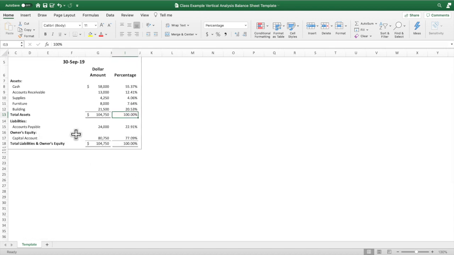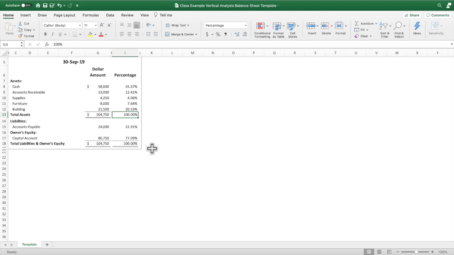Now let's take a look at our liabilities. Our accounts payable is 22.91% of our total liabilities plus owner's equity. And our capital account accounts for 77.09% of our total liabilities plus owner's equity. So that means the owners lay claim to 77% of the business. They lay claim to that amount of the business.